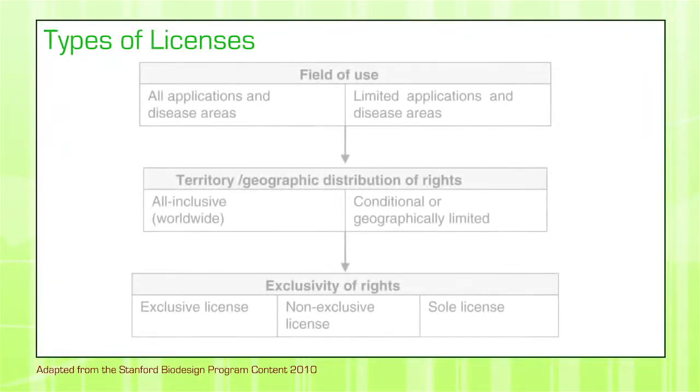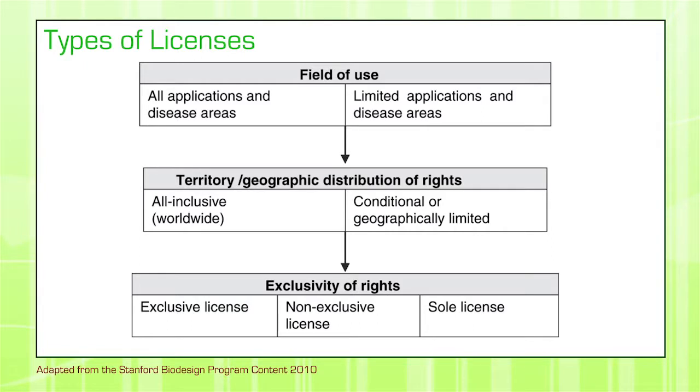Now that we know what a license is, we can think about the types of licensing agreements that there are. There are three main variables that are going to define what your licensing agreement is going to look like. By the combination of these three different variables, you can have a lot of different licensing terms and deals. The three variables are: first, field of use; second, territory, the geographic distribution of the rights; and third, exclusivity of the rights.